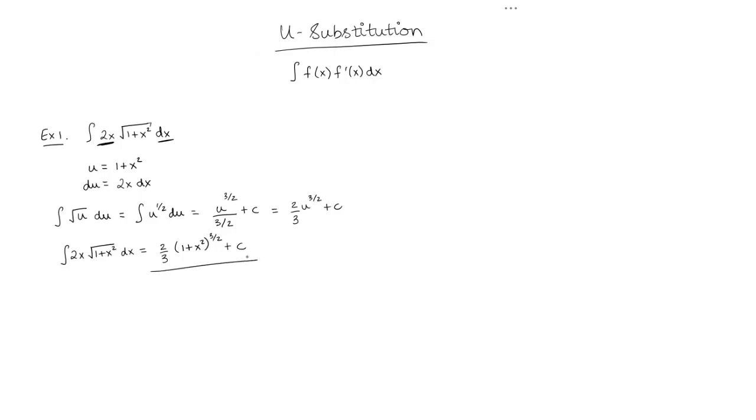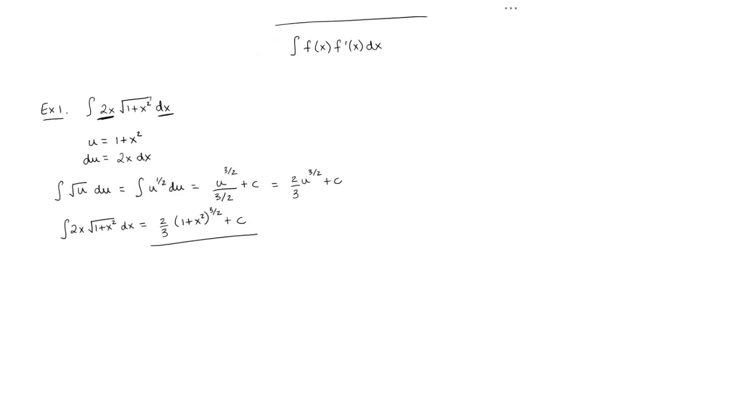And that's it. One important thing to note is that u sub is actually the opposite of using chain rule for differentiation. What that means is that if I take this answer that I just got and I differentiate it using chain rule, because I have this inner function and the outer function of 3/2, I can go back to the original question, the expression in my integral.